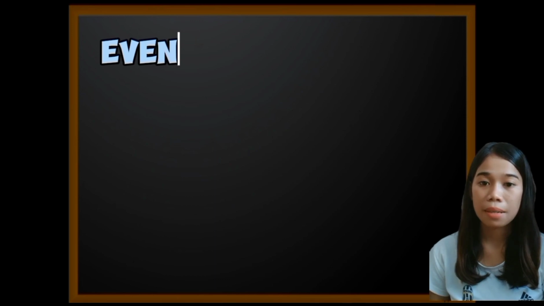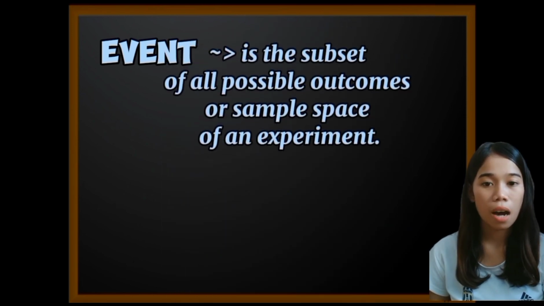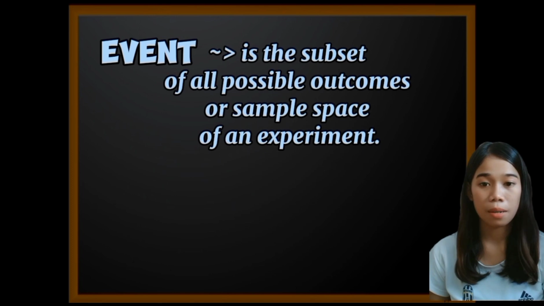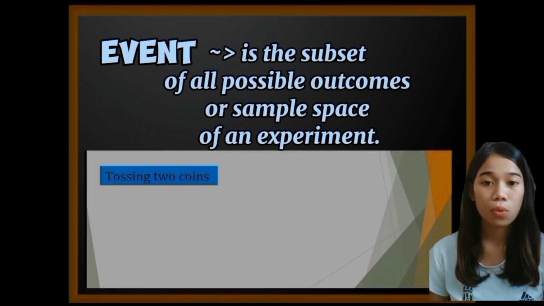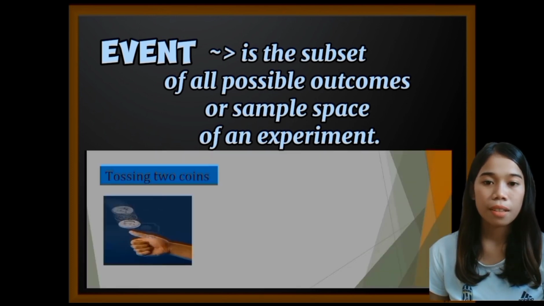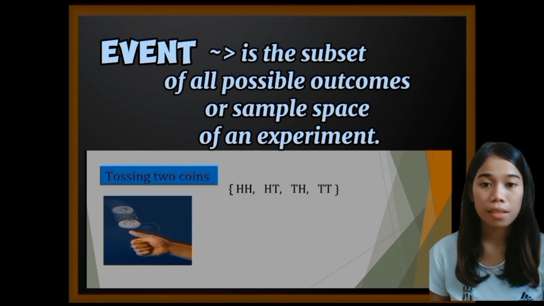The last one is the event. If the sample space is the set of all possible outcomes of an experiment, the event simply means a subset of all possible outcomes or sample space of an experiment. For example, when we are tossing two coins, we have the set of all possible outcomes or sample space of an experiment. So these are given. From here, we list the subsets of the sample space.